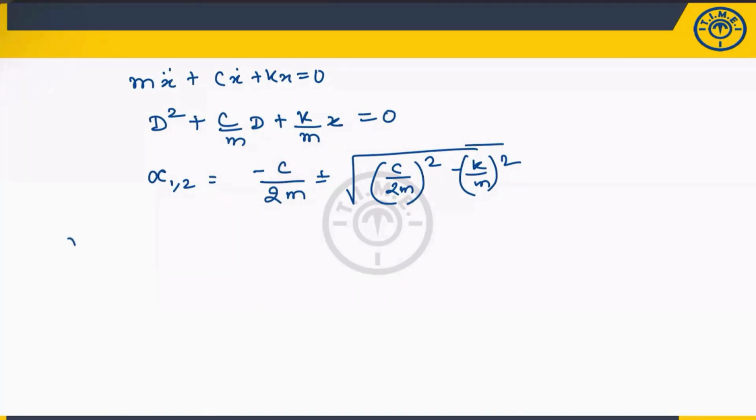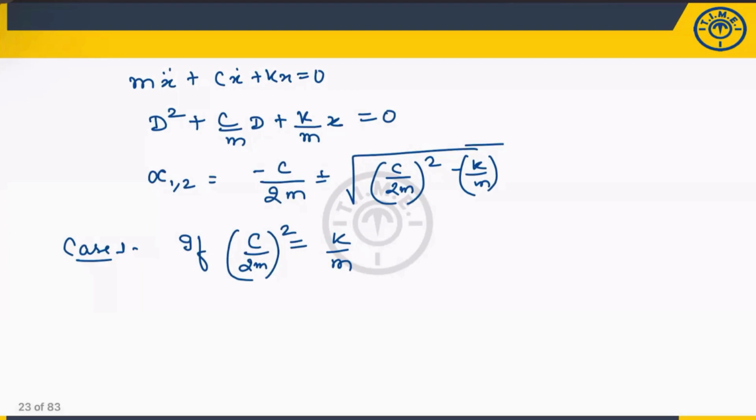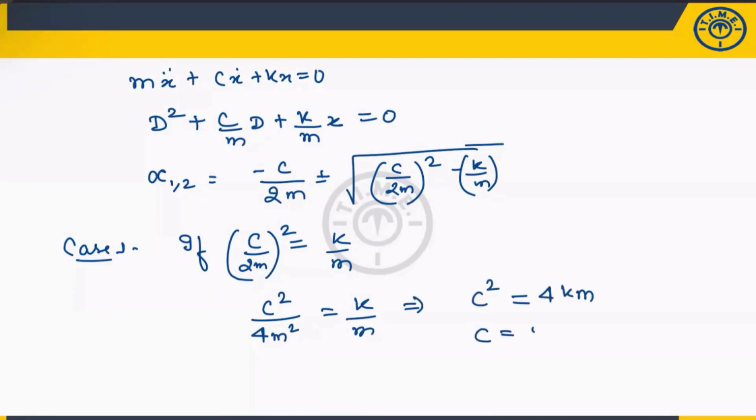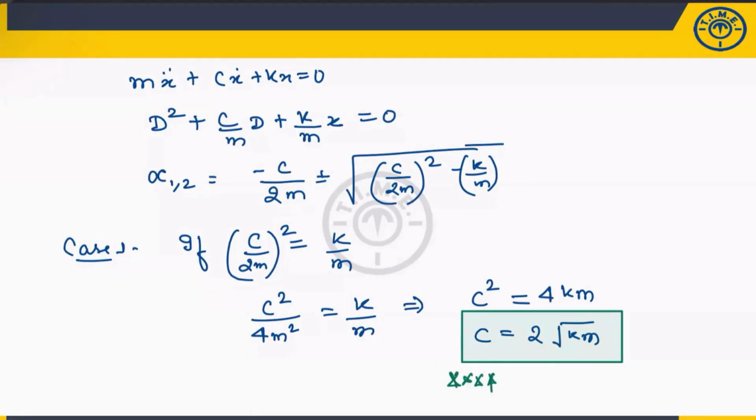So for example, let us suppose case number 1. If c by 2m whole square is equal to k by m, this is for real and equal roots. Can I write this as c square by 4m square equal to k by m, which is nothing but c square equal to 4km, or c can be written as 2 root of km, and this is a very important result. I will make a 4 star. Please remember how you will get the damping constant.